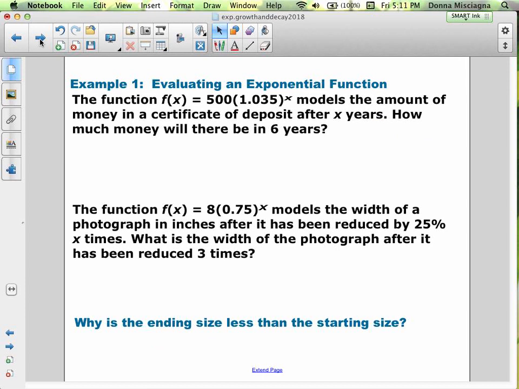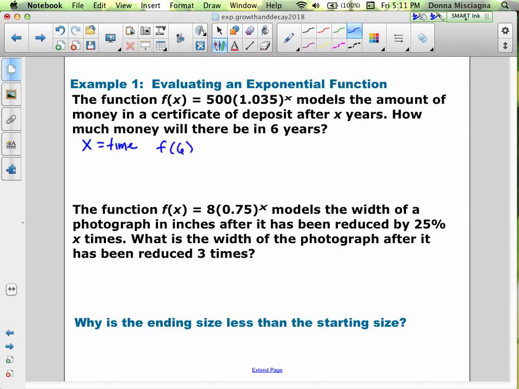The function f of x equals 500 times 1.035 to the x models the amount of money in a certificate of deposit after x years. How much money will there be in 6 years? Well, in this equation, x is time. So if I want to find how much there'll be after 6 years, all I have to do is replace the x with 6. Then I just make sure I raise 1.035 to the 6th power and then multiply by 500. You can put it into the calculator just the way it's shown there, because the calculator will use the correct order of operations.